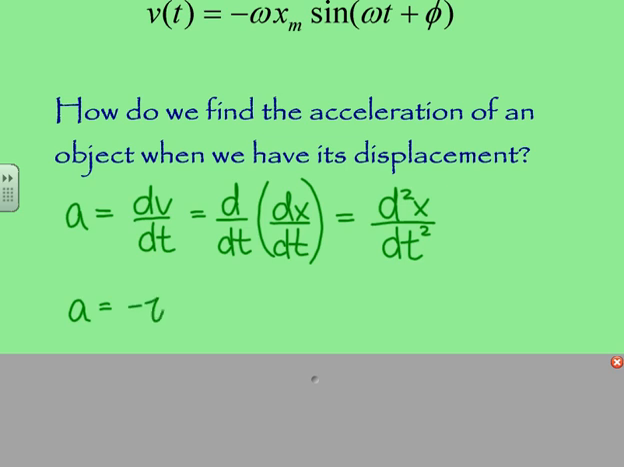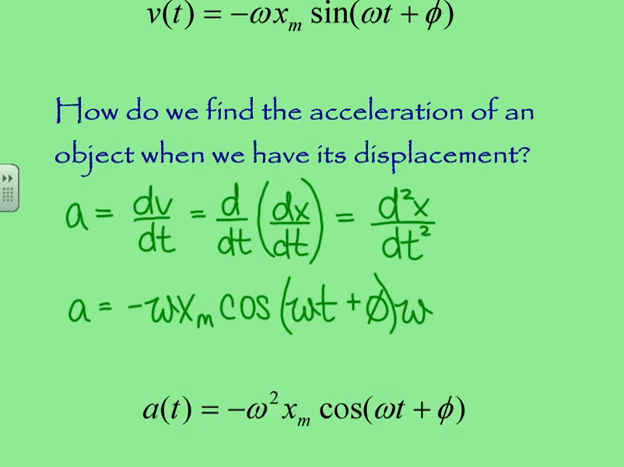We know negative omega and xm are constants. The derivative of sine is cosine. And then we have to take the derivative of this expression in parentheses, which again is just omega. Simplifying that expression, we get that the acceleration is negative omega squared xm times the cosine of omega t plus phi.